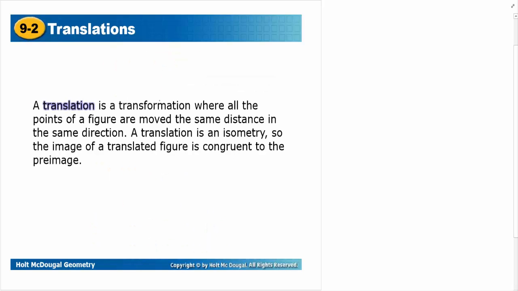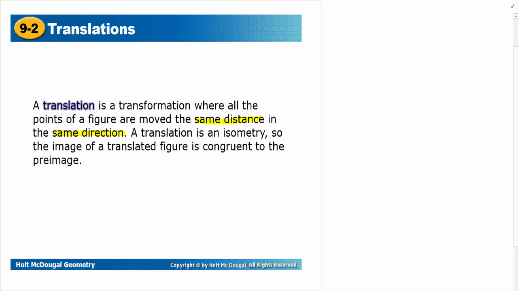So, key definition here, know what a translation is. Now we did a translation again in 1.7, so it's nothing new, but a translation is a transformation where all the points of a figure are moved the same distance in the same direction. I guess those are the key phrases you want to go here. Same distance in the same direction.